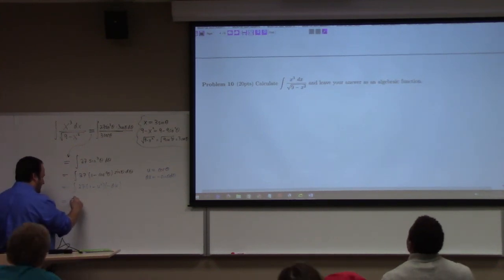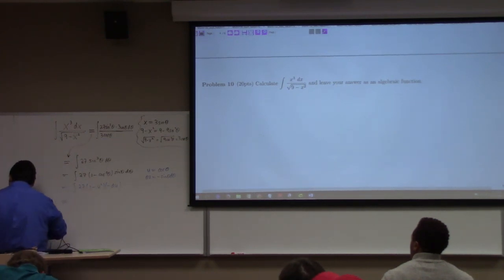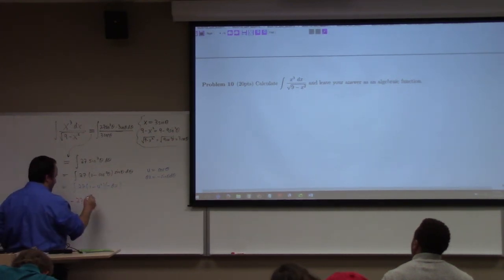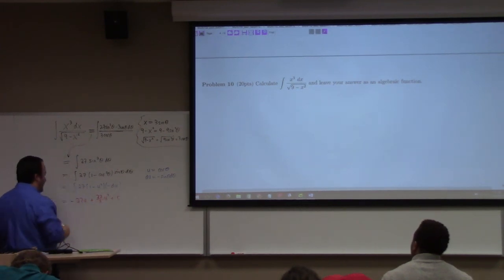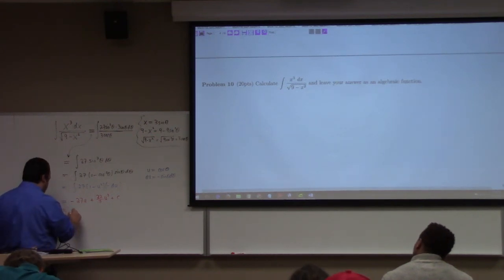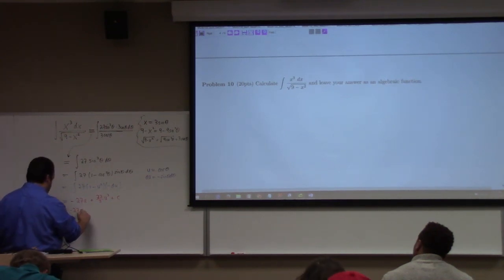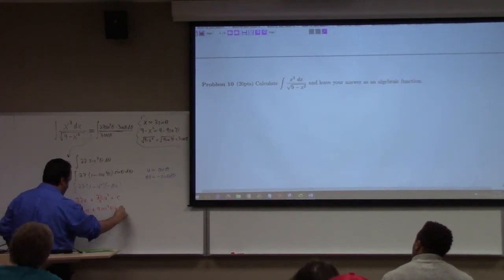I'm out of board space here, so this gives me minus 27 times u, which was cosine theta, plus 9 cosine cubed theta, plus a constant. It's 27 over 3, right? Oh, sorry, and be careful with the minus.